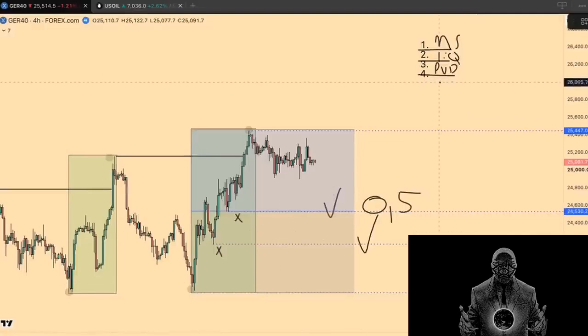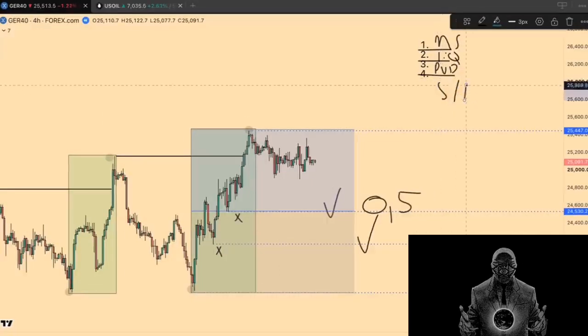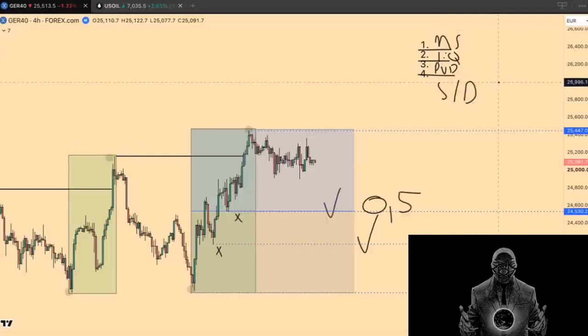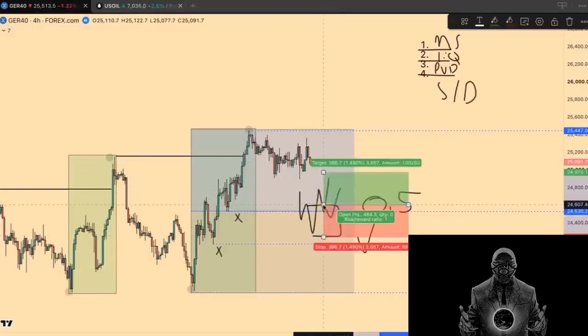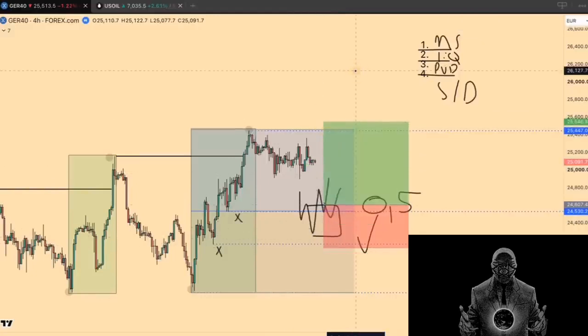Now, the last piece of confluence is going to be supply and demand, the overall market structure shift, as I like to call it. What you're waiting for is the market to react or interact with the overall liquidity low, give you a market structure shift, and form an area of demand to then take an overall valid long position towards a new higher high.